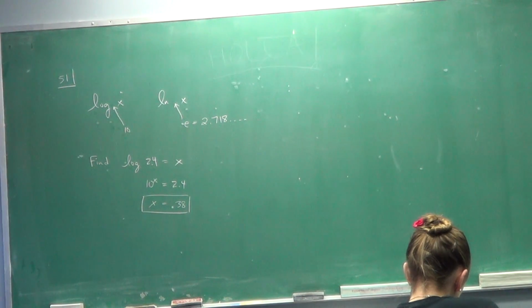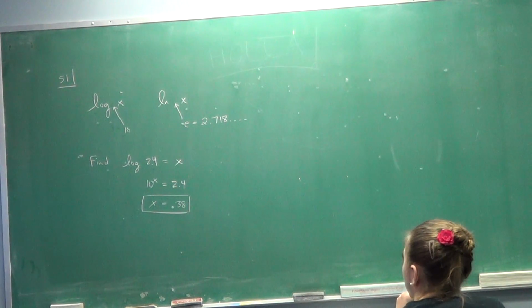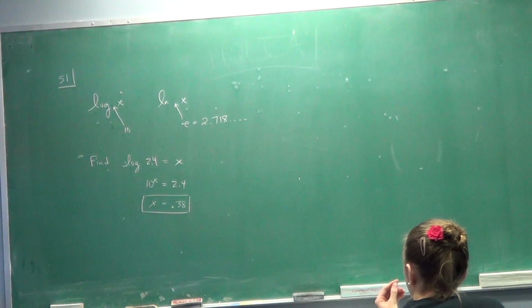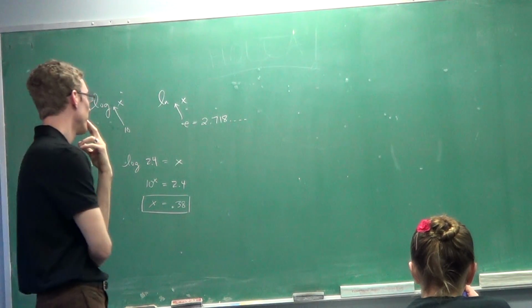Does that make sense? Because 10 to the first power would be 10. 10 to the 0 power would be 1. It's got to be somewhere in between. So I think we're good.